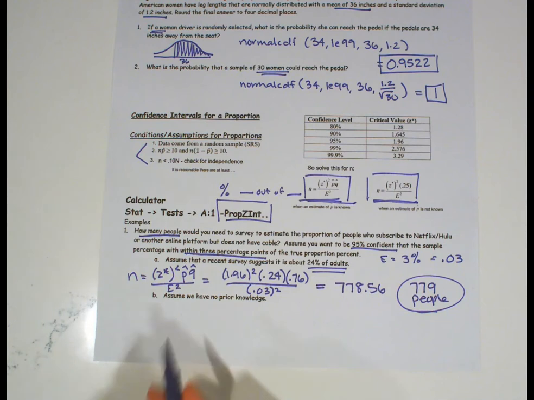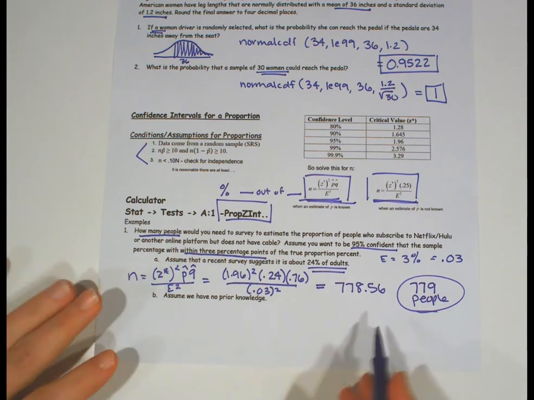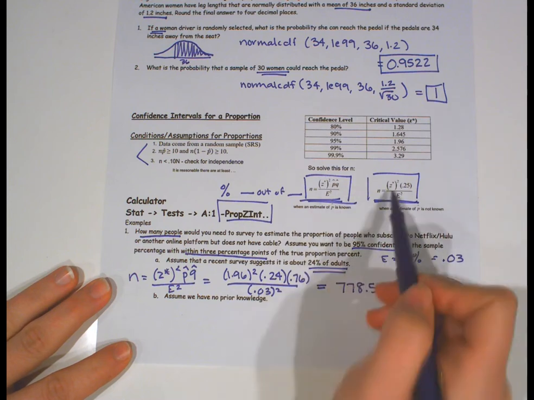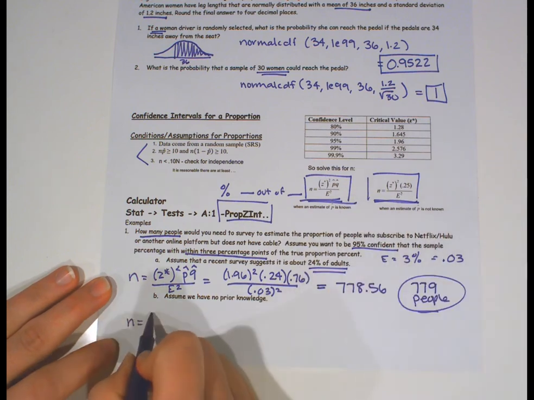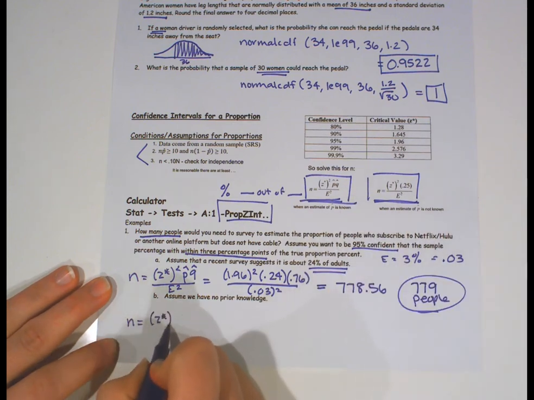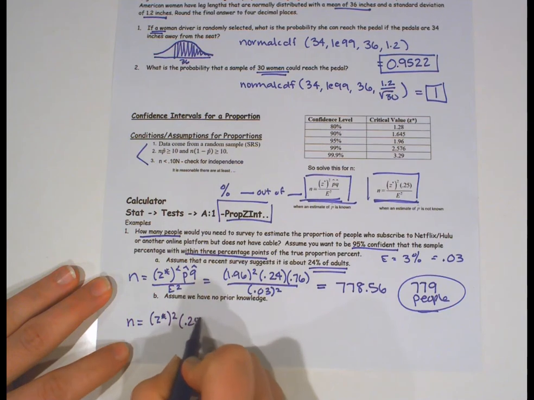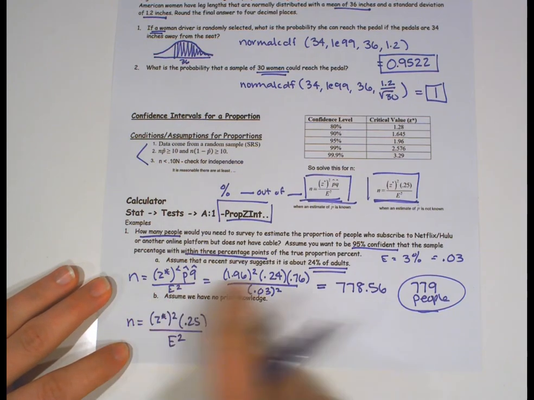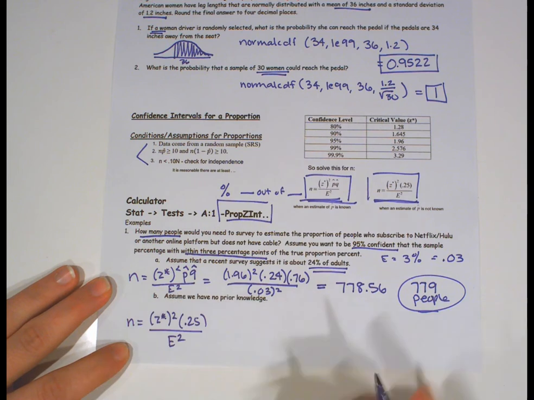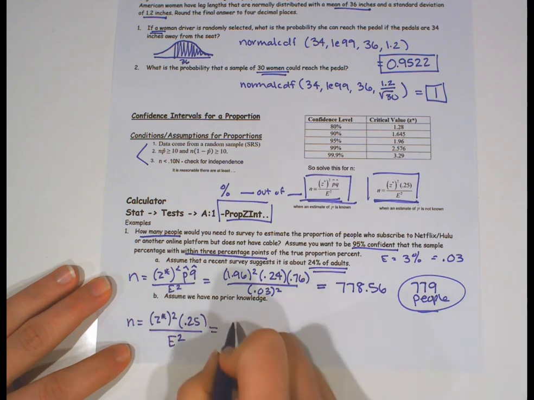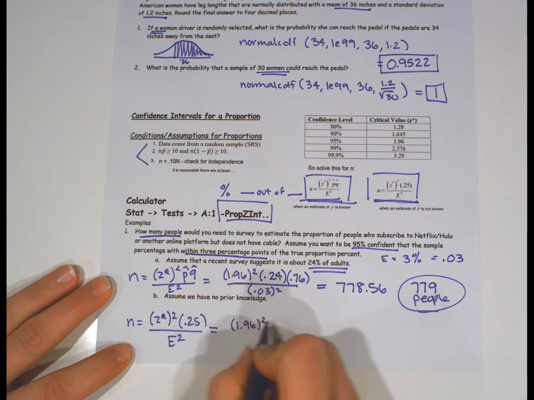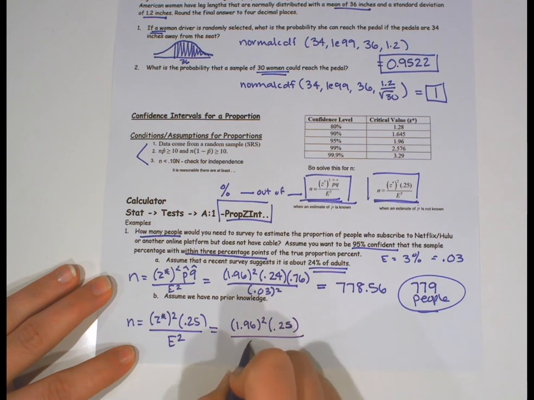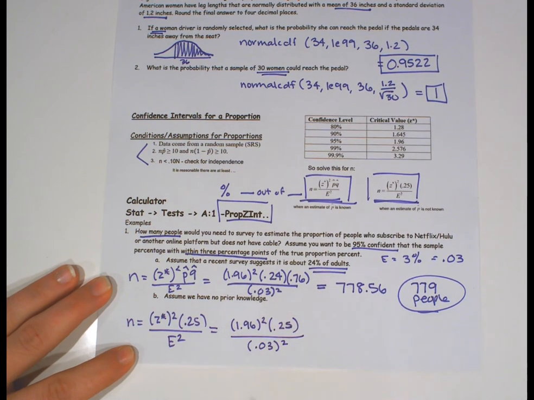Now the next question says to assume we have no prior knowledge. That means that we don't know a proportion to use. So we're just going to use this equation instead, and we're going to use 0.25 here. Nothing really changed in terms of our information. We're just not using our P and our Q values. So our Z is still 1.96, squared, and then times 0.25, and then over 0.03 squared.